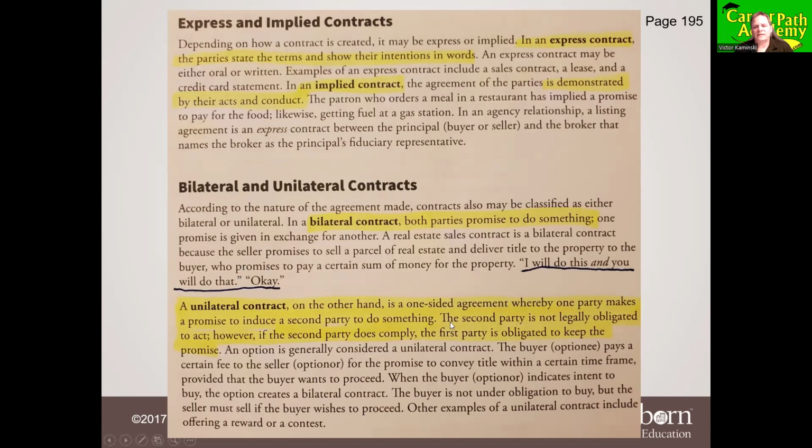Now, let's highlight the definition here, although this definition may boggle your mind a little bit. Let me read it and you'll see. A unilateral contract, on the other hand, is a one-sided agreement where one party makes a promise to induce a second party to do something. The second party is not legally obligated to act. However, if the second party does comply, the first party is obligated to keep the promise. See what I mean?